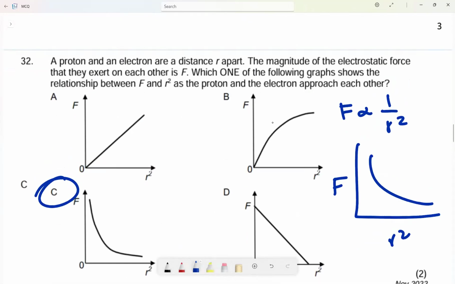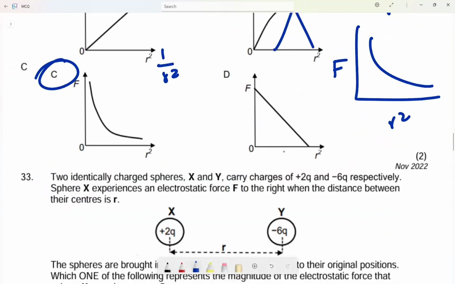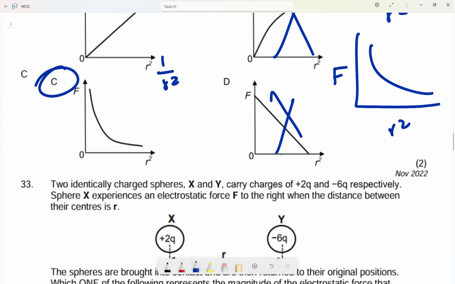If it is 1 divided by r squared, we're going to accept it like this. We never have a graph like this. We never have a graph that decreases like that.